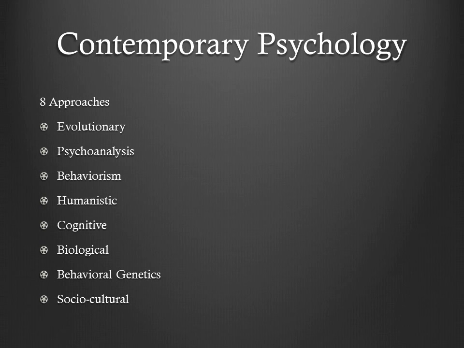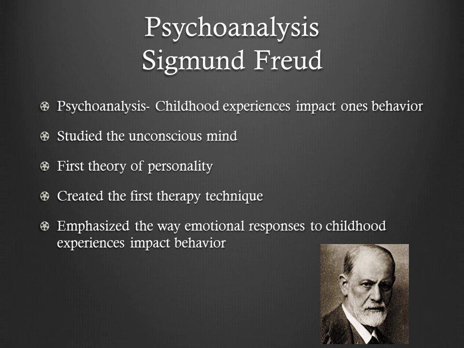So the first person that stemmed in the early 1900s was Sigmund Freud. We'll study a lot on Sigmund Freud. He came up with psychoanalysis. He really thought that your childhood experiences are going to shape your behavior. He believed that we have a lot going on in our unconscious minds, things that we don't think about that influence us. He studied dream analysis. He was one of the first people to study personality. Why do we have the personality we do?